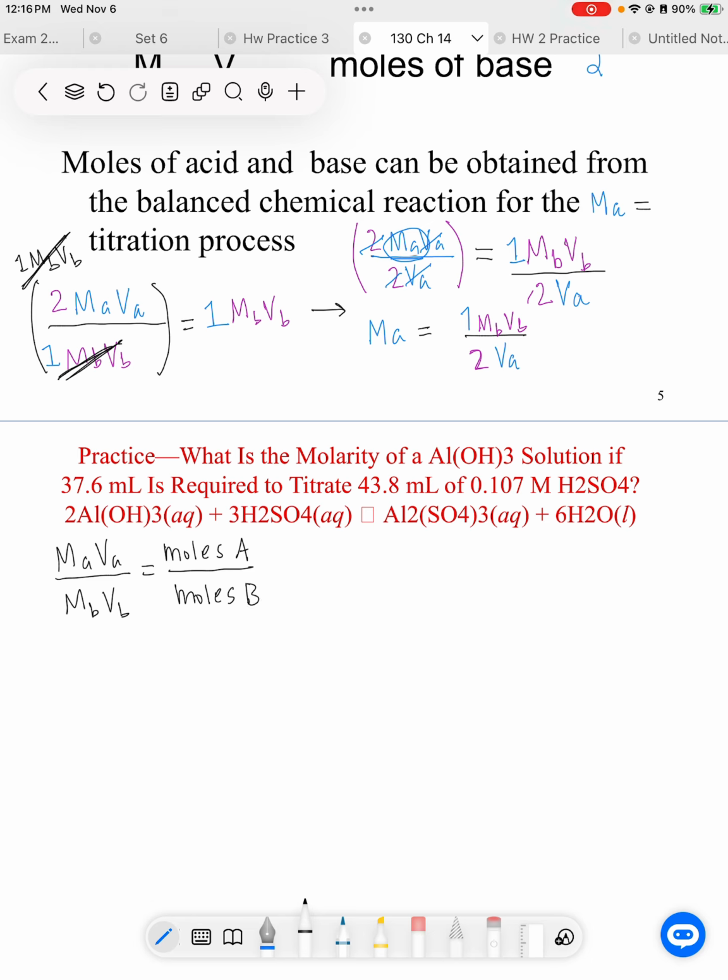Okay, let's look at the problem. Right off the bat, it tells us what we're looking for. It says, what is the molarity of AlOH3? So we want to find the molarity of something. Now, is it going to be the molarity of an acid or the molarity of a base? Is it going to be MB or MA? Well, how do you tell a base from an acid? So right here, we have a really good clue. Bases, for now, are going to have a hydroxide in them. And so we know that this is asking us what is the molarity of a base. So we know we want MB.